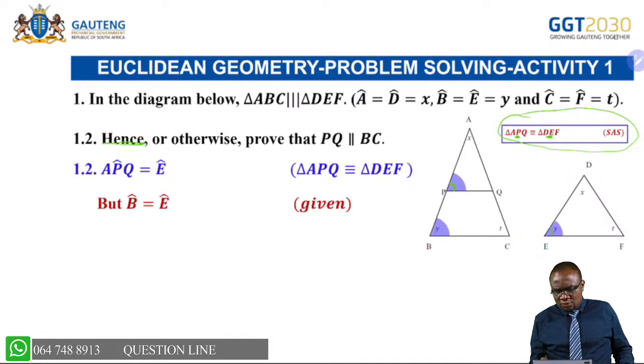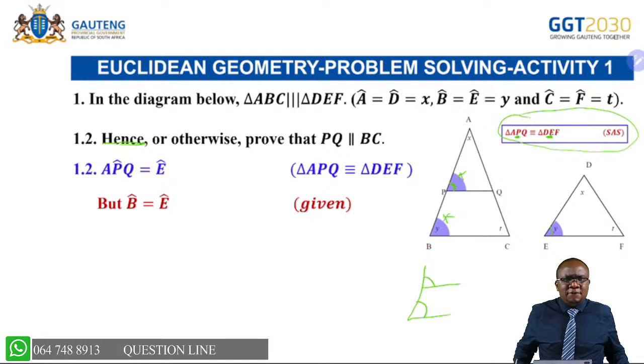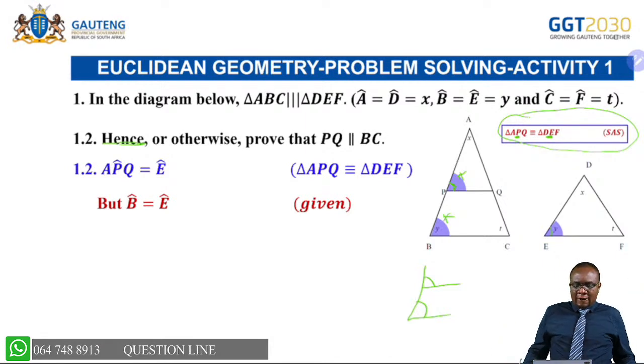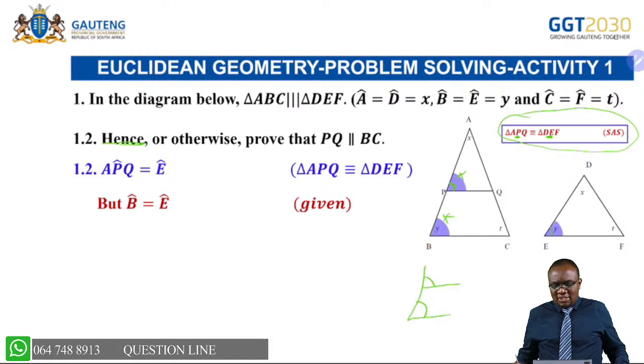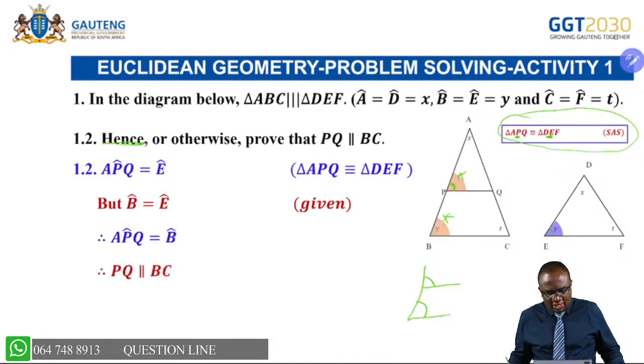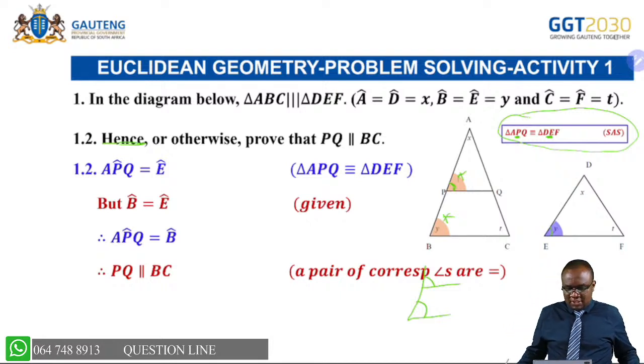What type of angles are these ones, this angle and this angle? These are corresponding angles. Remember the F that is formed by corresponding angles. The F can be oriented in different directions, upside down or whatever, but it's an F, isn't it? Now, these are corresponding angles and they are equal. So what does that mean? It means these two lines, PQ and BC, are parallel, because the corresponding angles are equal. So PQ is parallel to BC. A pair of corresponding angles are equal.